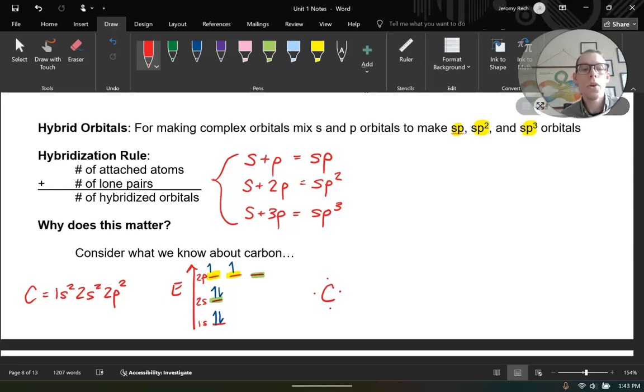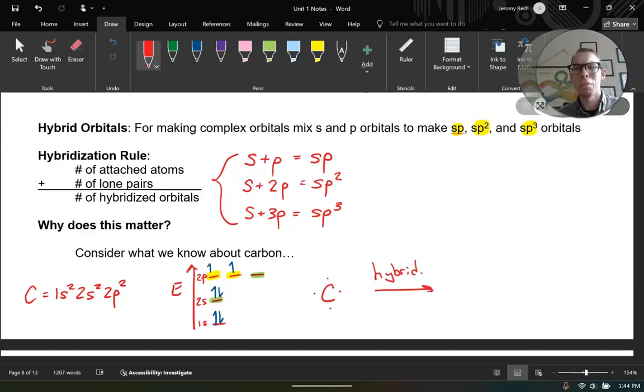So what we're going to do is mix, or hybridize, our valence s and p orbitals together to make brand new orbitals, which can do a much better job at depicting the bonding that's going to exist in our carbon. So we're going to hybridize, or mix, our 2s and our 2p orbitals together to form our hybrid orbitals.